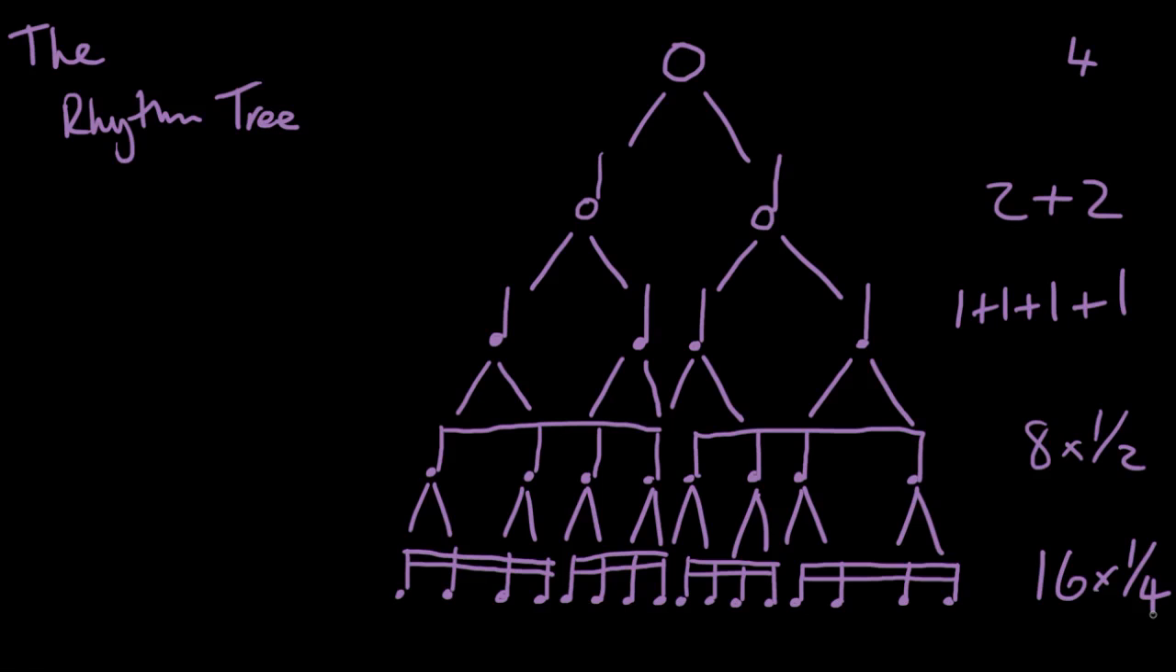So I hope this little diagram is useful just to bring together everything we've learnt so far about representing different lengths of time and rhythm in a piece of music.